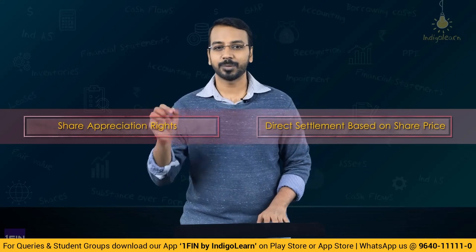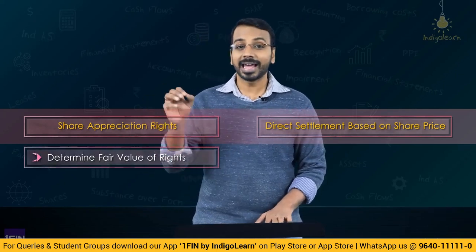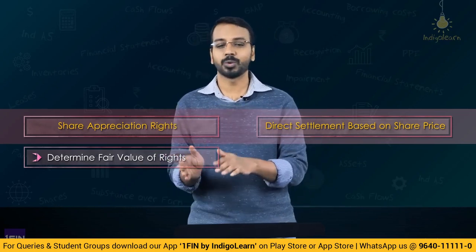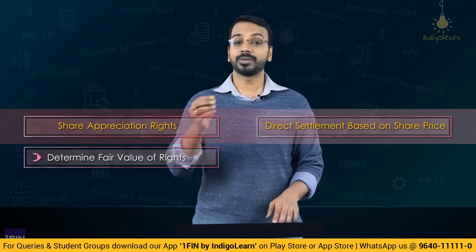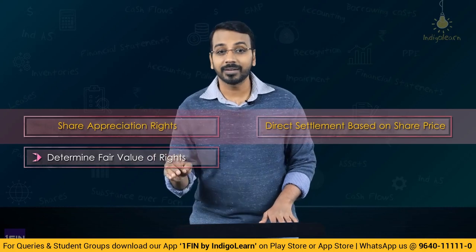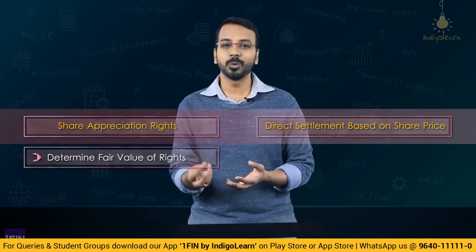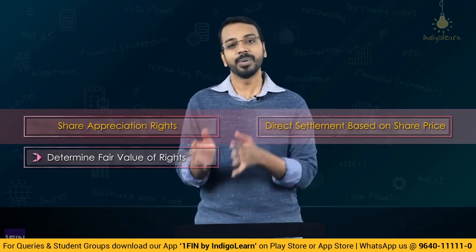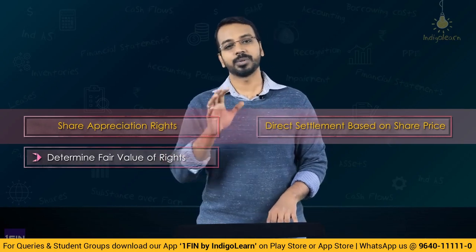Now, whenever we have share appreciation rights, we need to determine the fair value of these share appreciation rights. See, the appreciation will happen over, let's say, 2 years or 3 years based on the vesting period, and the payment will happen after 3 years. Today, you have to determine the fair value of those particular share appreciation rights. For that, you can use the option pricing model that you will learn in derivatives in financial management. Based on that, you can determine the fair value of share appreciation rights.